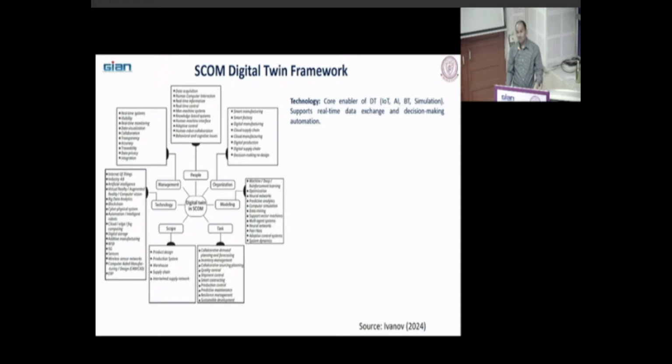Management: what is the role of top management in the digital twin implementation? Then you have the people. As I said, as an employee, you need to improve your skills and update your knowledge. Then organization level, and modeling: what kind of modeling options are there, machine learning algorithms, optimization, tasks, what kind of problems we can solve, and the scope.